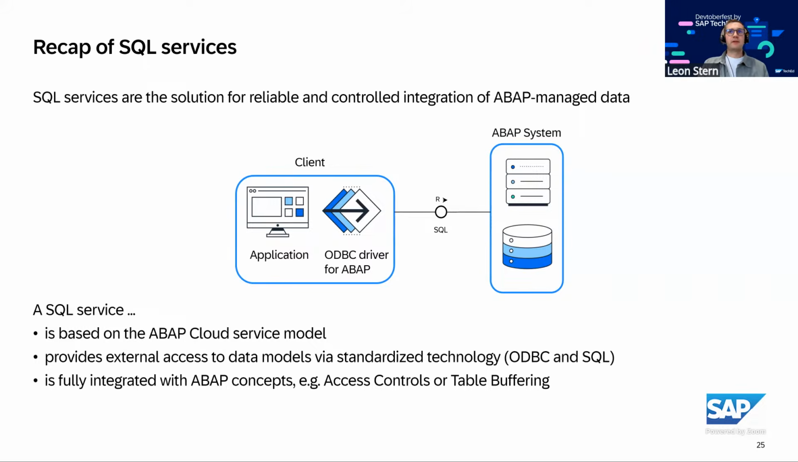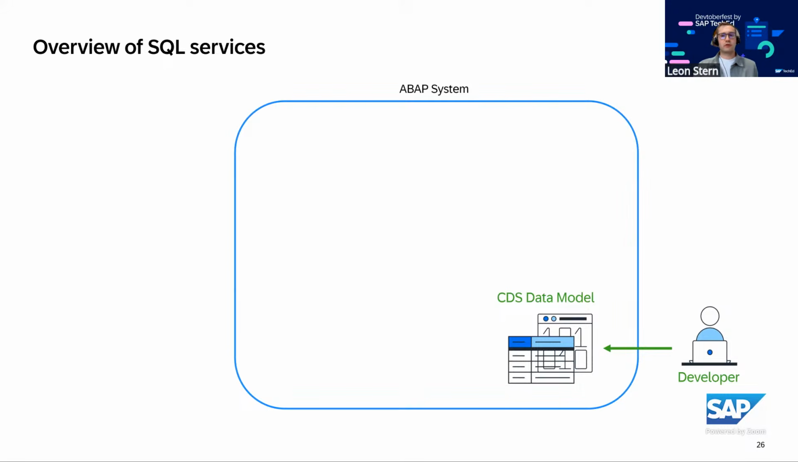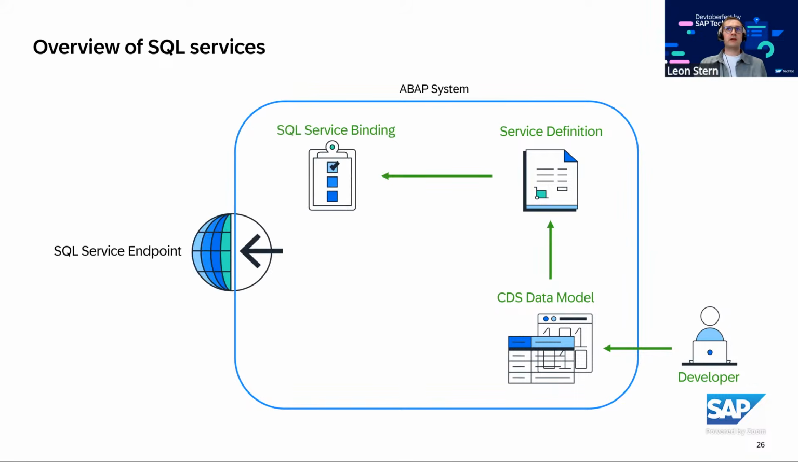On the client side, any application that supports ODBC and SQL can connect, making SQL services extremely flexible for all kinds of integration scenarios. To make things a bit clearer, this slide shows what's needed for a working SQL service. First, the developer models the CDS data model, if it's not there already. Then with a service definition, they describe the external interface, so to say, for that model. And with the SQL service binding, this interface is finally made available via SQL and ODBC.